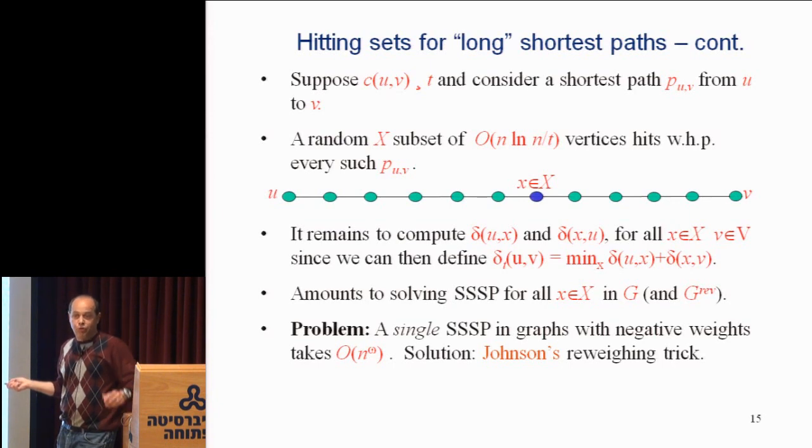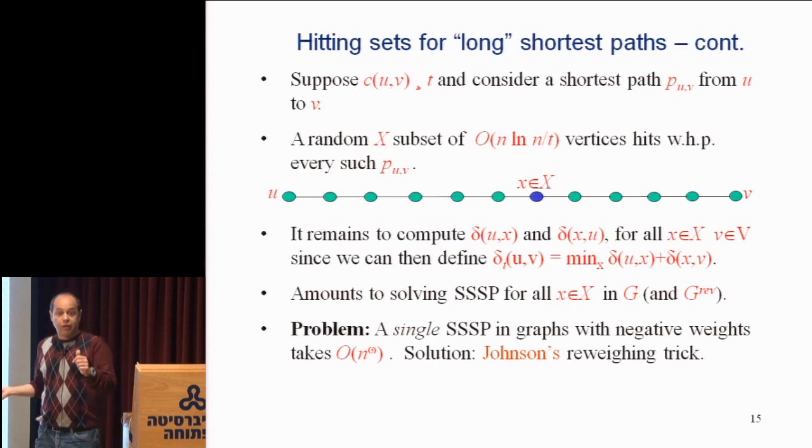So we remember Johnson's trick, right? The reweighing trick. We can just apply a single application of single source in a graph with negative edge weights. We can either use Goldberg's algorithm in n to the 2.5 or the Yuster-Zwick algorithm in matrix multiplication time. We do it only once. Now we get a graph with no negative edge weights. And now we do just Dijkstra from every vertex in the sample.